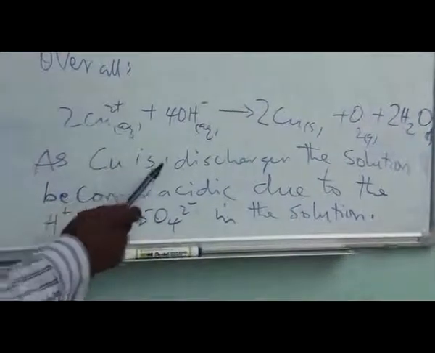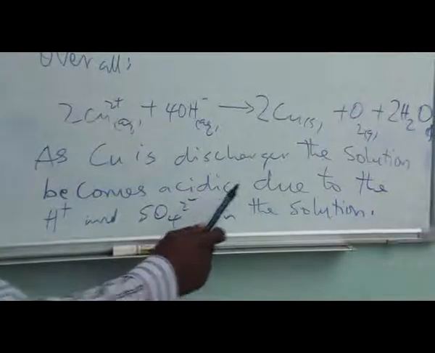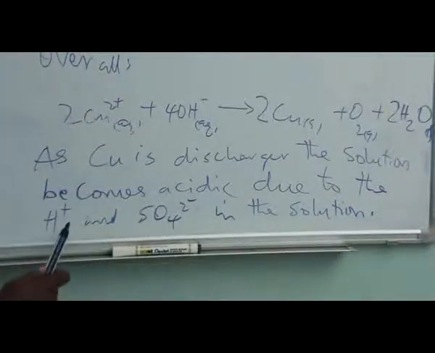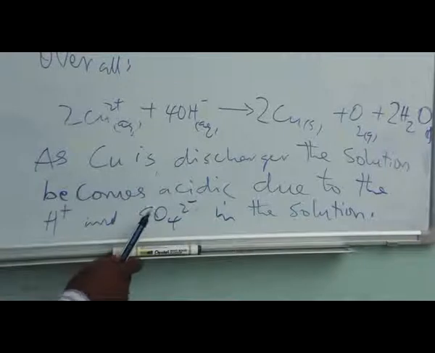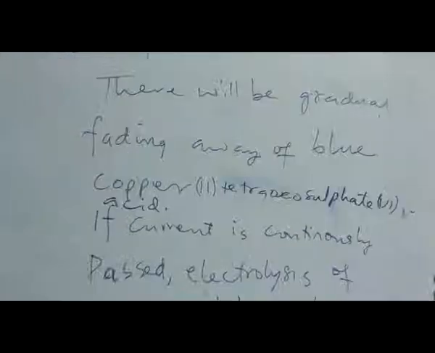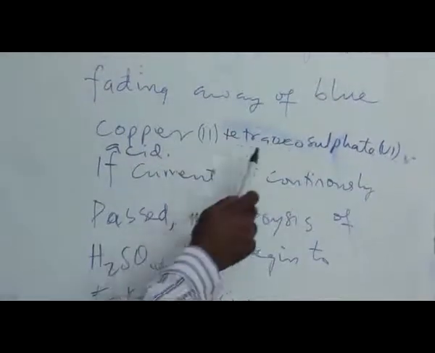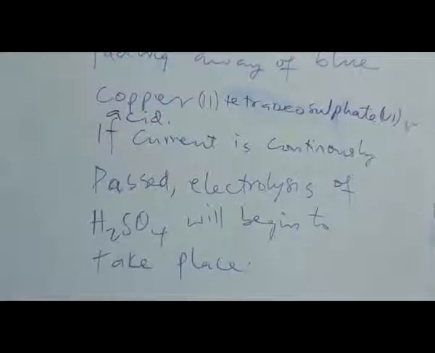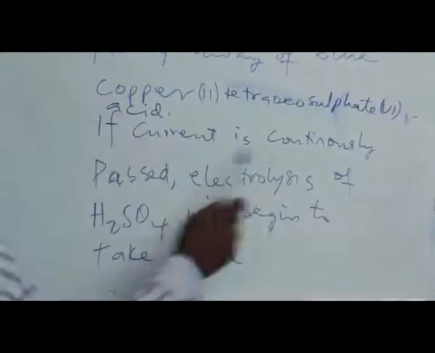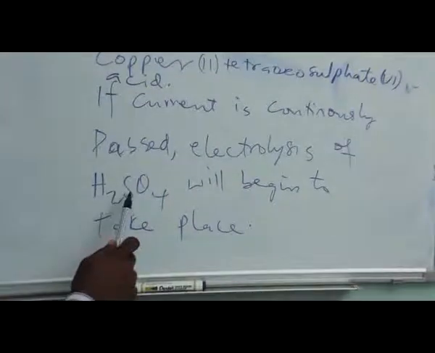As copper is discharged, the solution becomes acidic due to the hydrogen ion and the tetraoxosulfate(VI) ion in the solution. There will be gradual fading away of the blue colour of copper(II) tetraoxosulfate(VI). If current is continuously passed, electrolysis of tetraoxosulfate(VI) acid will begin to take place.